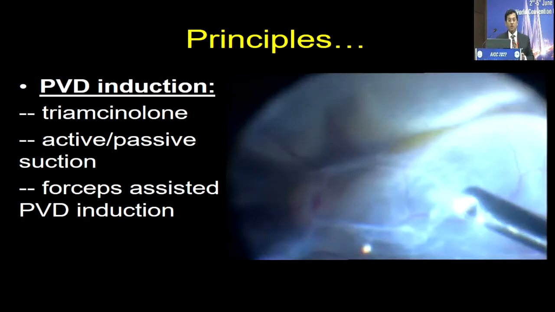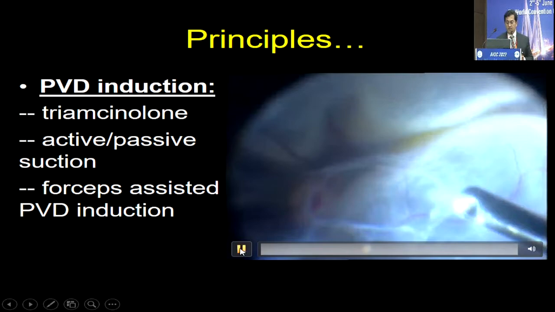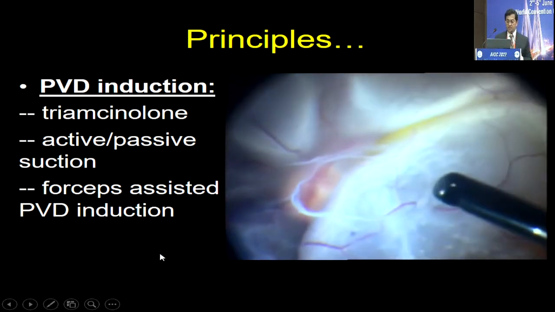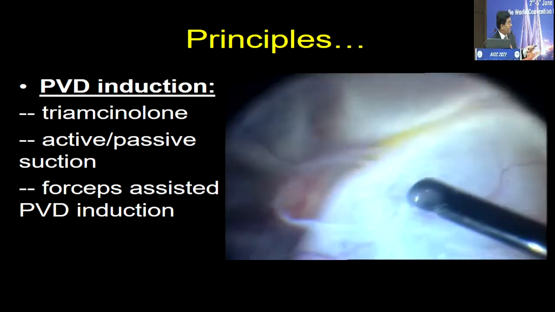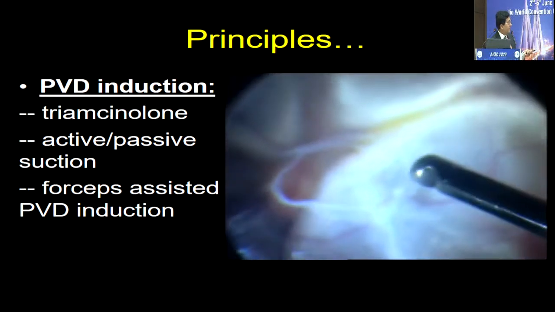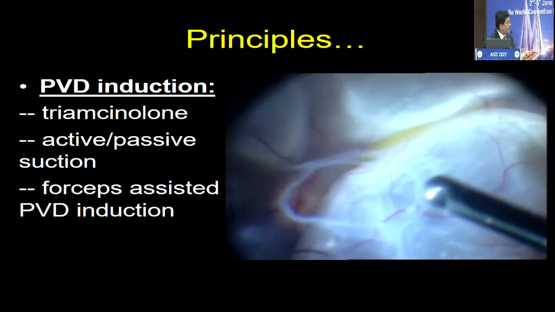So, principles of achieving success. The first cardinal thing is PVD induction, and what helps us in PVD induction, there you can see the nice Weiss ring. Now this case already has a PVD. You can see the retinal detachment behind.